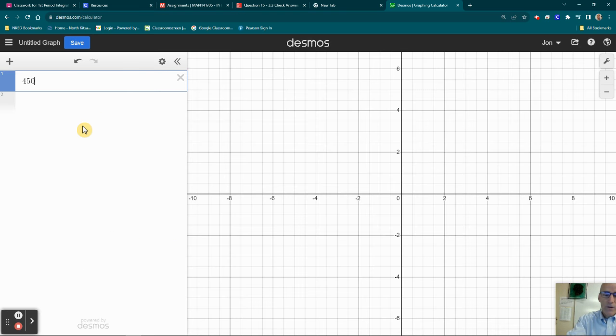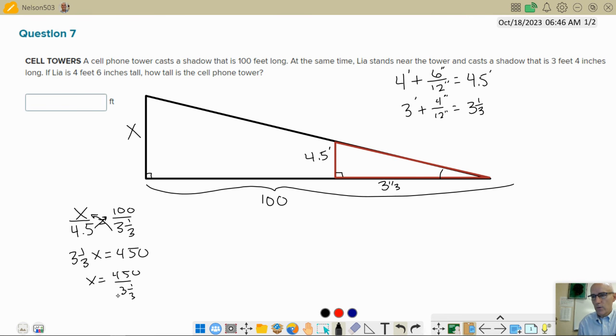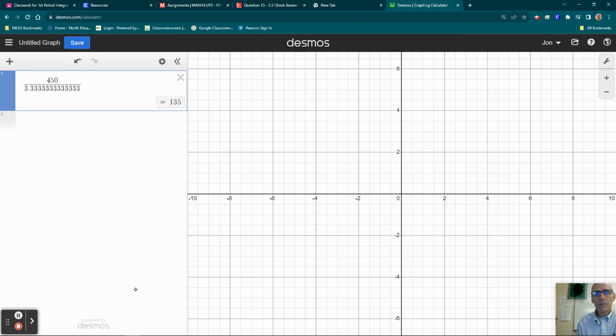So I can go 450 divided by 3.33333. Put a whole bunch of threes there until you stop seeing this guy change, right? And that's roughly 3 1/3, pretty close to it. So 135 is what I'm getting for the height of the cell tower, 135 feet. I could say more about how to do this arithmetic, but that's not really our main focus. If you're understanding what I did over here on Desmos, I think you're in good shape.